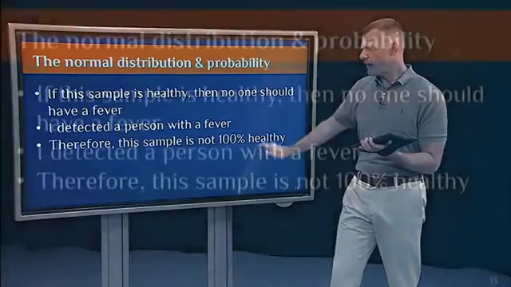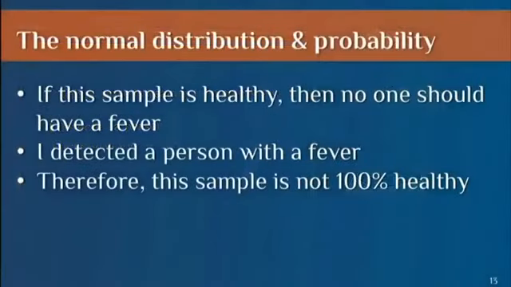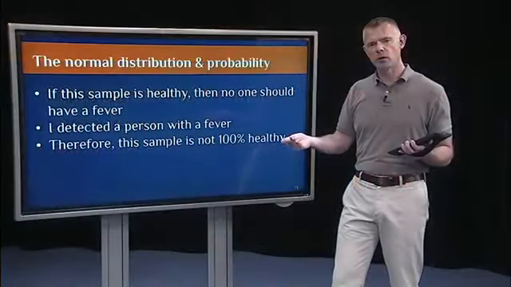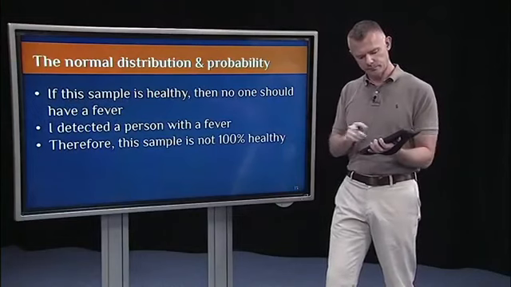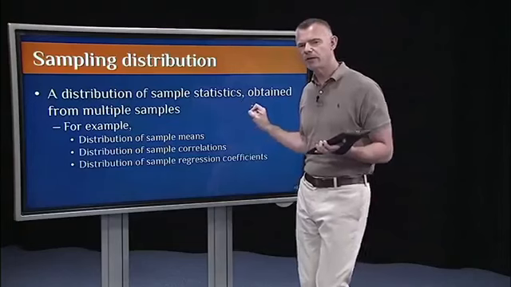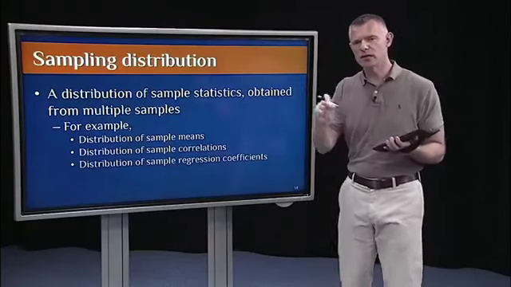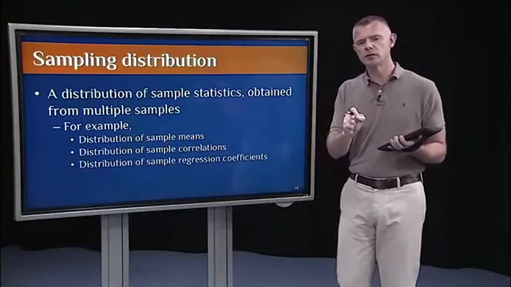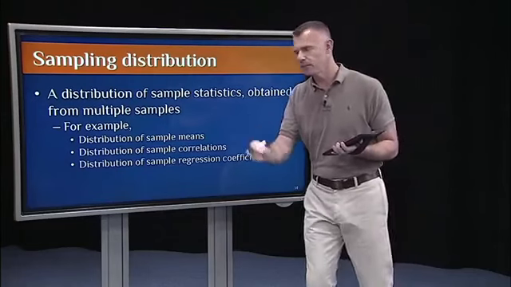So here I could write it out just like I did when we were talking about NHST. If the sample is healthy, then no one should have a fever, that is, a really high temperature. But I detected a person with a fever, therefore this sample is not 100% healthy. That's exactly the logic we engage in when we do NHST. But we do it with sampling distributions, not distributions of individuals, distributions of sample statistics.